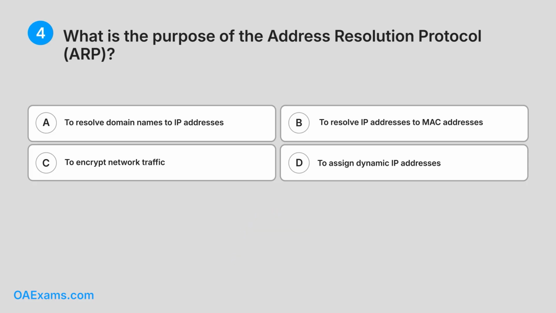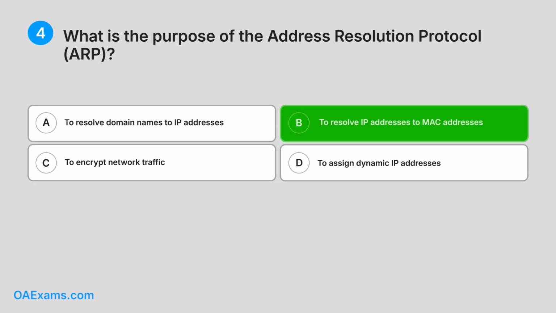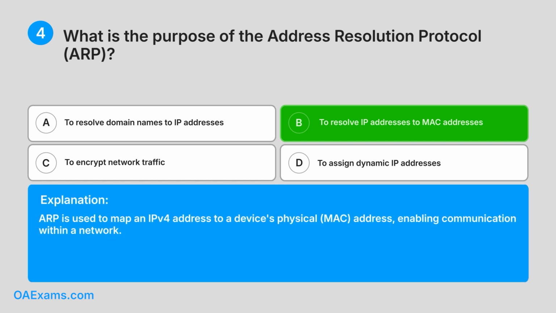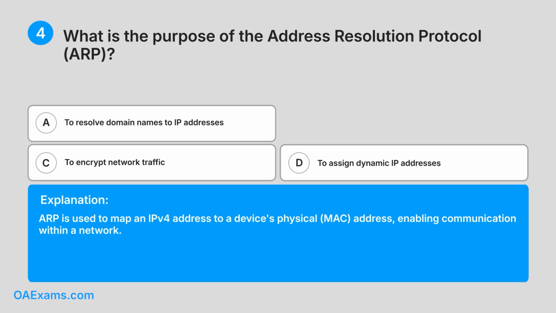Correct answer. B. To resolve IP addresses to MAC addresses. Explanation. ARP is used to map an IPv4 address to a device's physical or MAC address, enabling communication within a network.